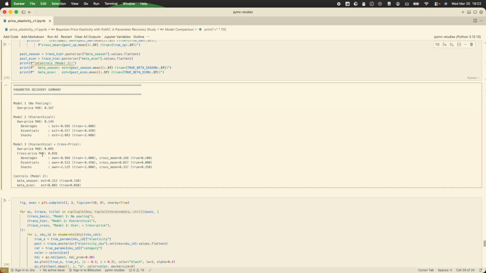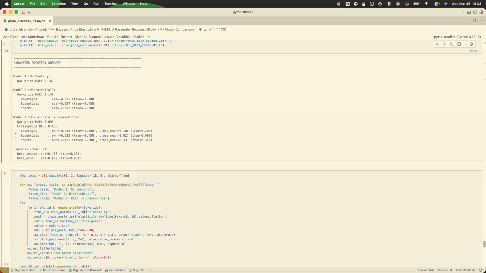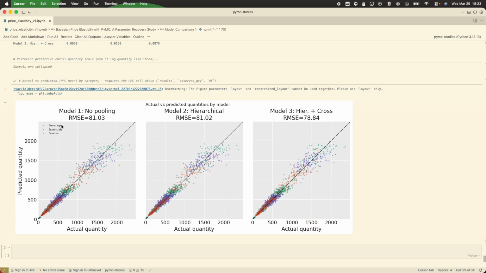And we can also see the cross price mean absolute error for each category as well as the controls. But what we are mostly interested in is recovering the true parameters that we used in our simulation for both own price and cross price. And here we can see actual quantity versus predicted quantity, and take a look at the root mean squared error for each model, and how adding the cross elasticity was the thing that apparently had the biggest impact in our model. Yeah, so that's it.